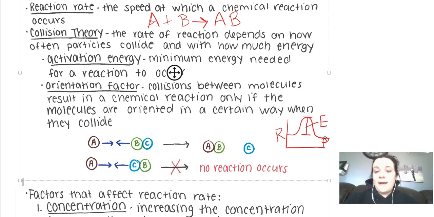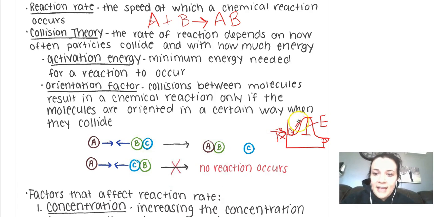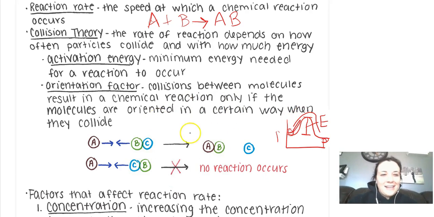A good way to think about this is, let's say we had a golf ball and we were going to hit the ball. If you only hit that ball with a little bit of energy, it's going to roll back down the hill, right? You need to make sure that you hit that ball with enough energy that it goes up and over the hill. So that is kind of what's happening with our activation energy. We need to put in a certain amount of energy for that reaction to occur. If we don't put in enough energy, that reaction is not going to occur.